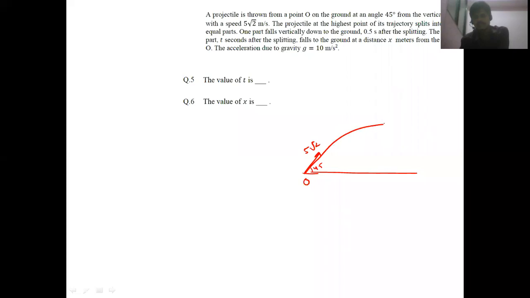At the highest point, it gets split up into two parts. That is the question. And the first part falls to the ground in 0.5 seconds. The first part has taken the time of 0.5 seconds. The second part, t seconds after the splitting, falls to the ground at a distance of x from point O. We need to find the value of t and x. That is the question. So let us see this question once again.